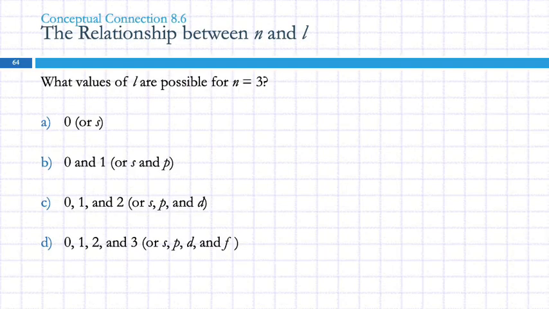Okay. So what values of L are possible if n equals 3? So L can be 0 up to n minus 1. So if n is 3, n minus 1 would be 2. And that says that L can be an integer anywhere from 0 up to 2. So it could be this one, right? 0, 1, and 2. Those are possible values.